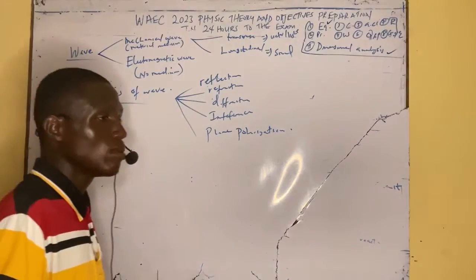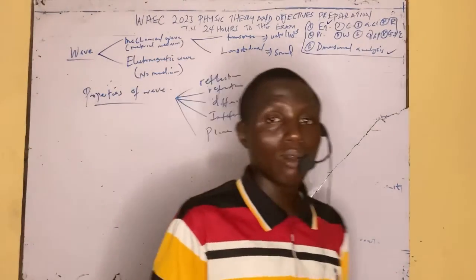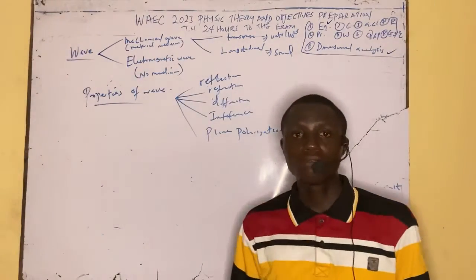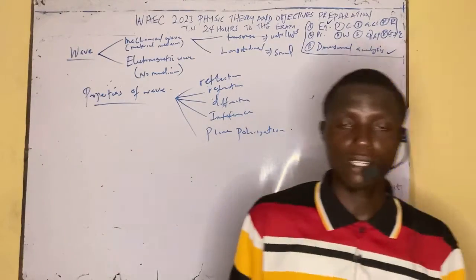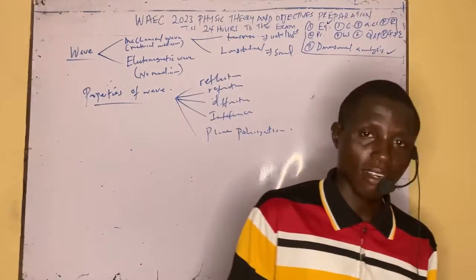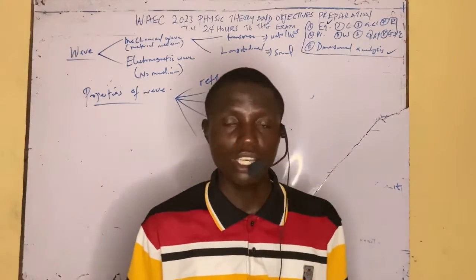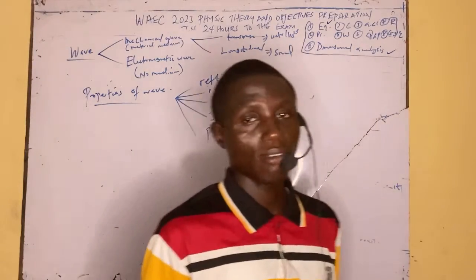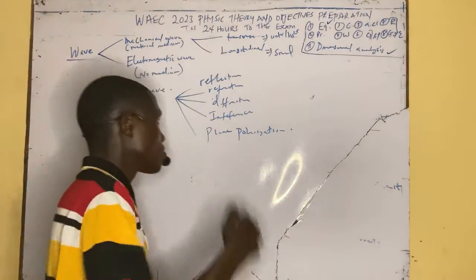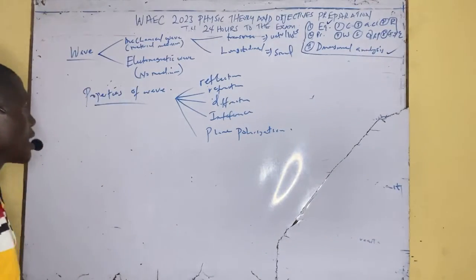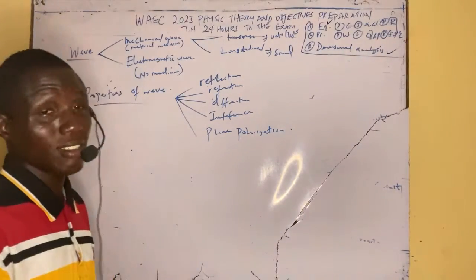Reflection is the way by which waves are given back when they hit a particular surface. And we have the laws of refraction and reflection. So note that the law of refraction is very, very important. They might ask you as well how to calculate refraction and reflection.